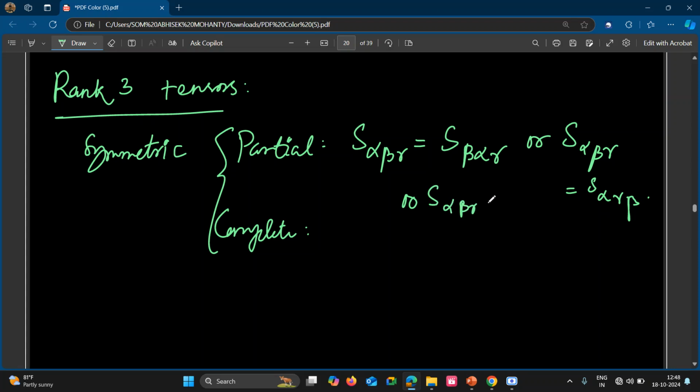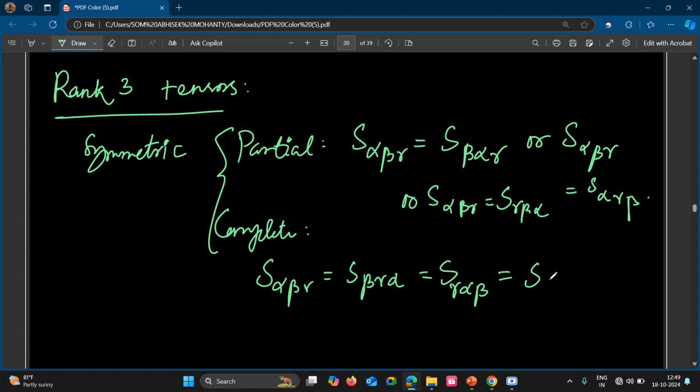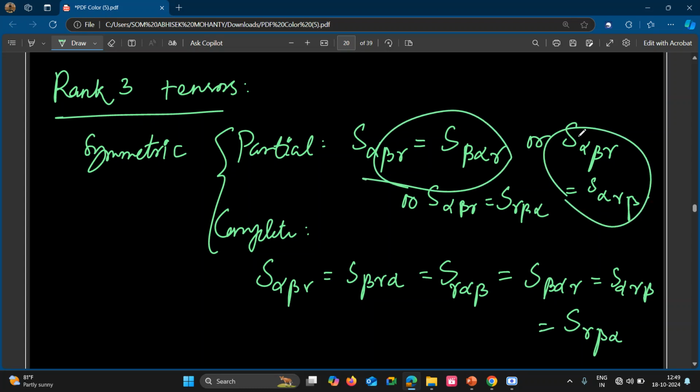You will understand it once I say what complete symmetry is. Complete symmetry is S alpha beta gamma is equal to S beta gamma alpha is equal to S gamma alpha beta, all the combinations possible. If they are all equal, this is called your complete symmetry. But if it is only step by step, with this not equal to this, that's called your partial symmetry.